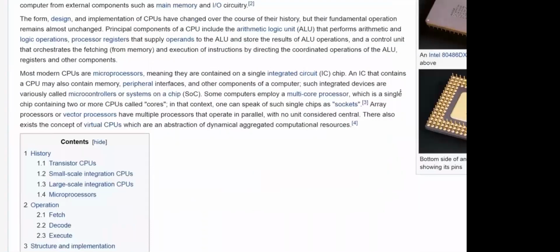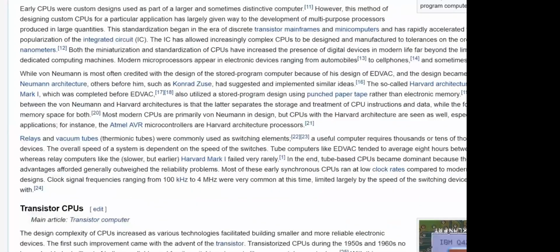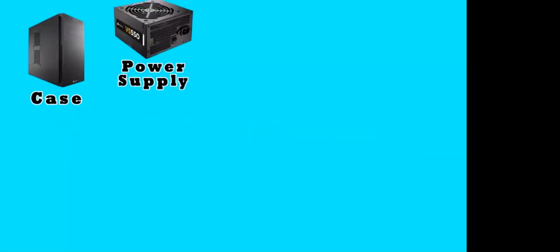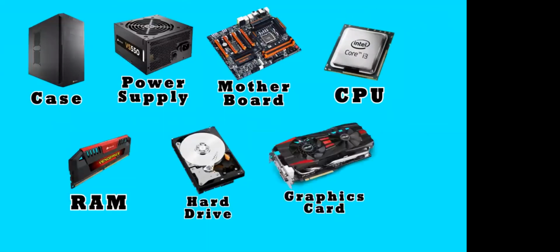While each one of these components is complex enough to spend a lifetime learning about, I'm going to give a very broad and general overview. A typical desktop computer comes down to these 7 essential parts. There are 7 essential parts in a computer. So what are the essential parts? Case, power supply, motherboard, CPU, RAM, hard drive, graphics card.